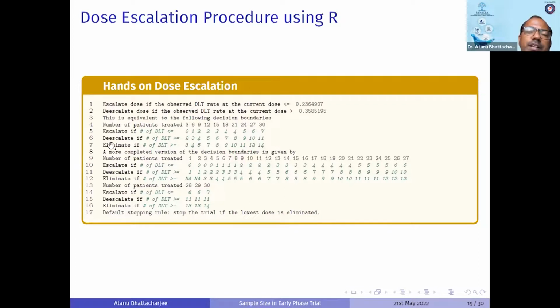Similarly, it tells you when to de-escalate. If out of 3, initially 2 are having toxicity, you should de-escalate and go to a lower drug dose, and like this, all things will happen. And eliminate means you should not proceed at all, neither escalating nor de-escalating. If out of 3, all 3 have toxicity, out of 6, 4 have toxicity, out of 9, 5 have toxicity, then you should not consider the dose at all and completely discard it.